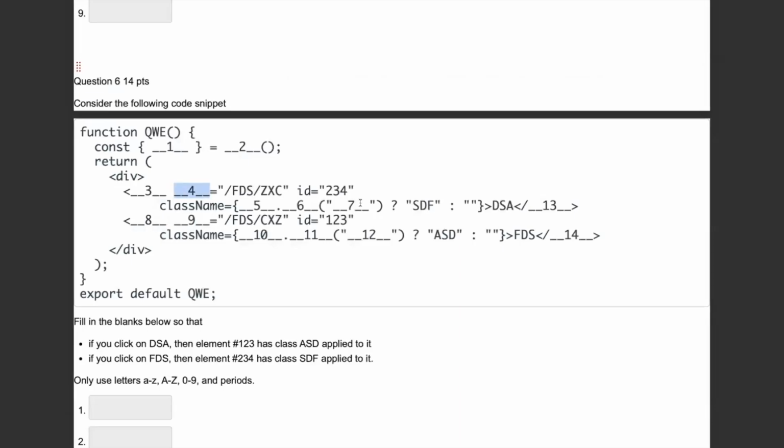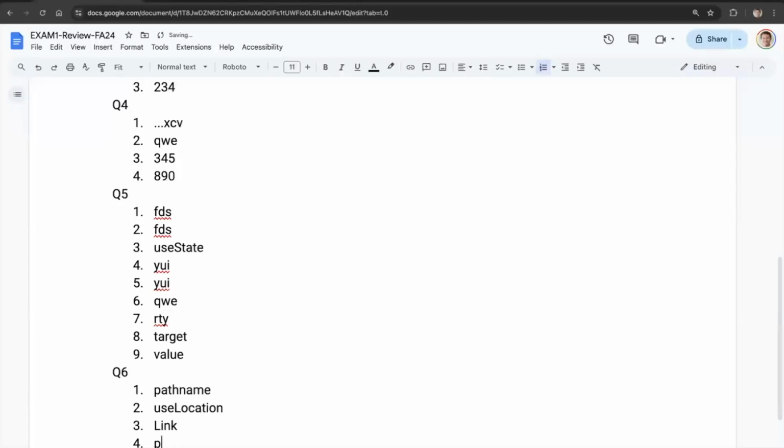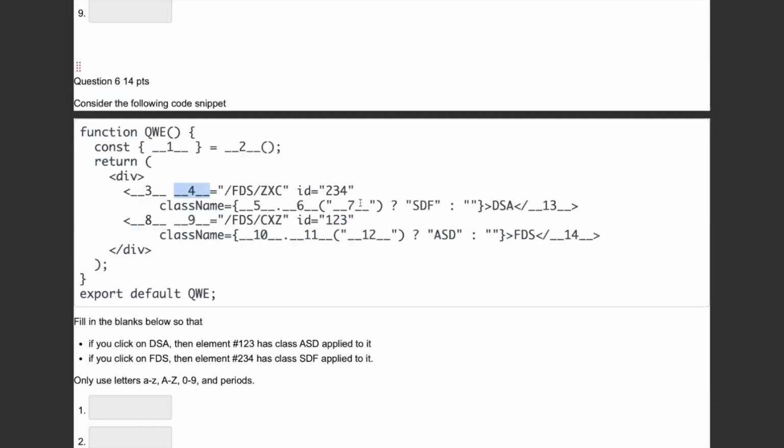Say again. 2. Oh, sorry, it's 2. You're correct. Very good. It is 2. And so, okay, so 4.